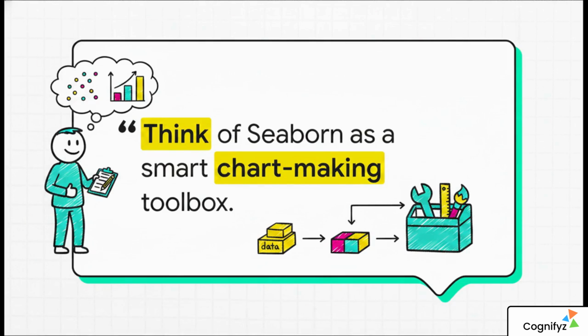I actually really love this analogy from our source material. Think of Seaborn as a smart chart-making toolbox. Imagine you've just hired an expert designer. You hand them your data set and tell them what relationships you want to see. You say, hey, show me the relationship between the price of a house and its size. And Seaborn just handles almost all of the visual formatting, the colors, the layouts, the whole shebang. It does the heavy lifting.